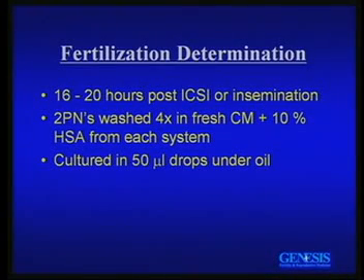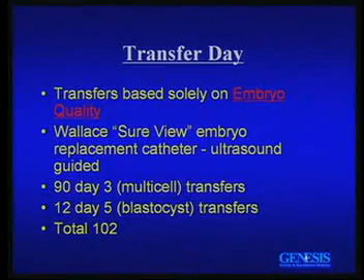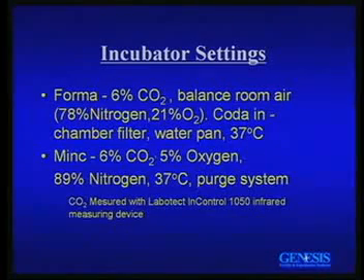Fertilization determination is 16 to 20 hours after insemination. 2 PNs are washed 4 times in fresh media from each culture system and continue to culture until transfer. On transfer day, in the majority, 90 of the cycles, we transferred on day 3, and 12 we did blastocyst transfer. All of the embryos are chosen by embryo quality, not which incubator they were incubated in. And there were a total of 102 transfers.